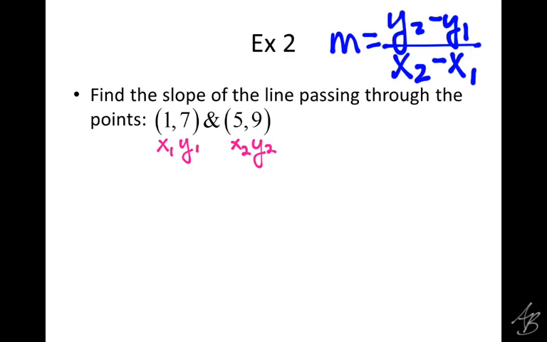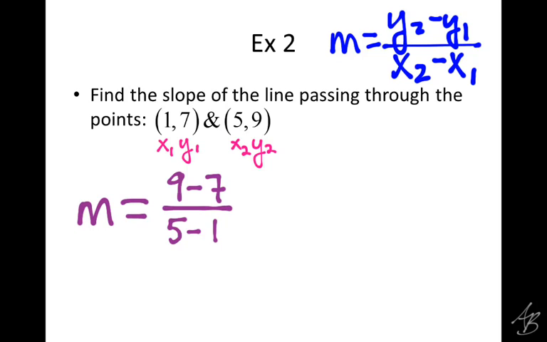So on top, we've got m equals, and then the top of this is going to be y2 minus y1. What's y2? 9. And what's y1? 7. All right, so I'm just looking at these here. y2 is the second y value. y1 is the first y value, so it's going to be 9 minus 7 on top. That gives us our rise. And then our run is going to be x2 minus x1. So x2 is 5 minus x1 is 1.